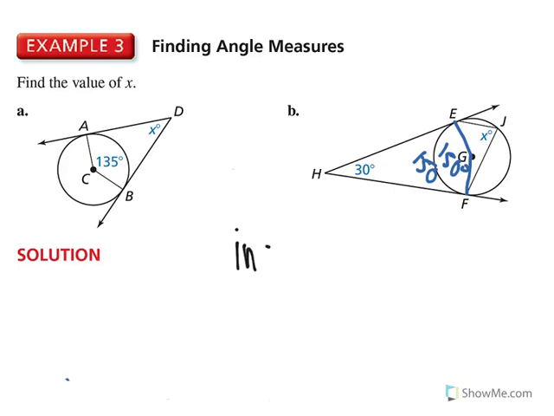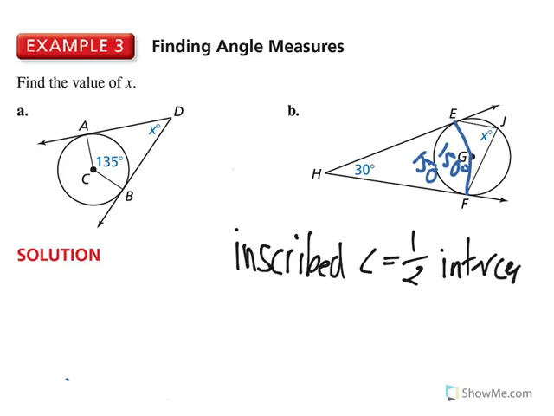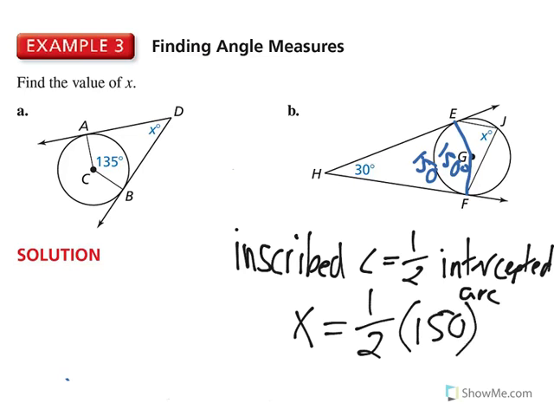And so we just write that inscribed angle is equal to half the intercepted arc. Inscribed angle is half the intercepted arc. So if I plug that in, my inscribed angle is X, and then it would be half the intercepted arc, which we found to be 150. So then half of 150 is just going to give us 75. And so X is going to be equal to 75 in this case.